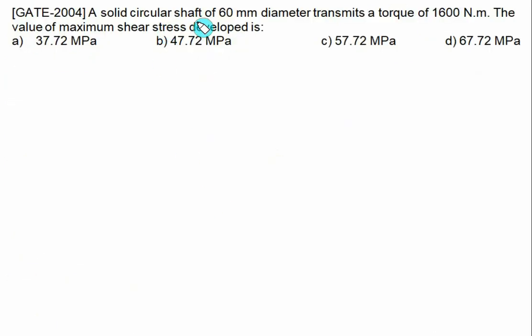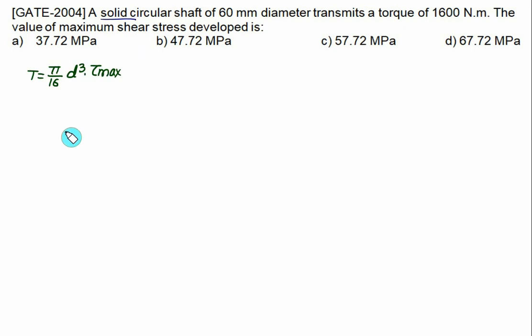A solid circular shaft of 60 mm diameter transmits a torque of 600 Newton meter. The value of the maximum shear stress we have to find out. These questions you can manage in 2 minutes, so I will directly solve this question. Just remember here we have a solid circular shaft.